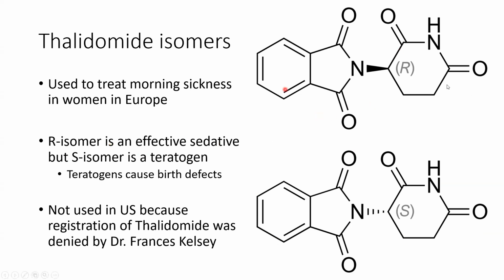And the R isomer, so the one at the top here, is going to be an effective sedative. So to help the women sleep, help them overcome that discomfort. But now the S isomer is going to be what's known as a teratogen. And a teratogen is just going to be something that causes birth defects. So what wound up happening is tens of thousands of children that were born from women that were using thalidomide to treat that morning sickness were born with birth defects. So they may have stunted limbs or whatever the particular defect was.